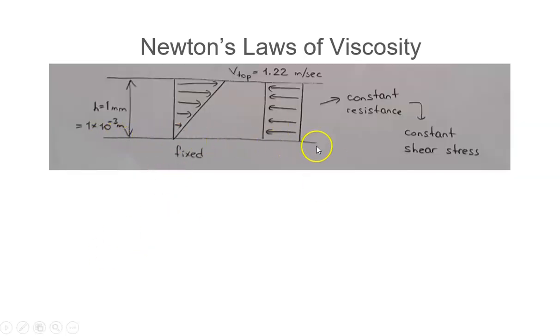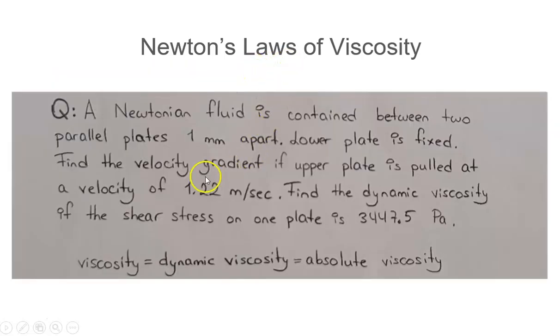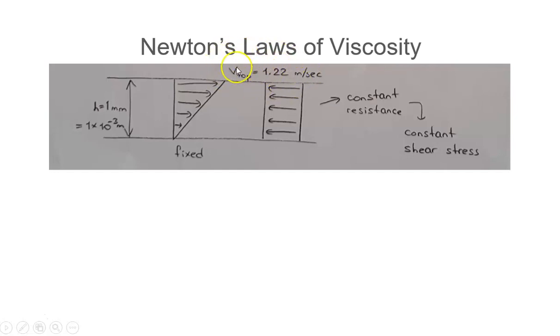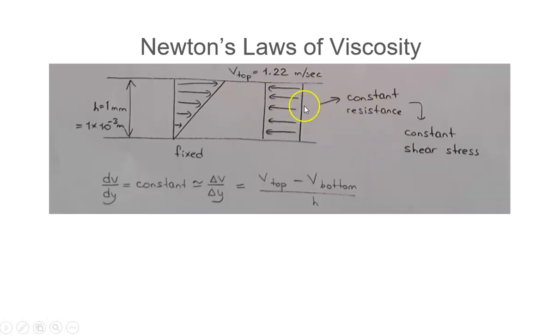We have a fixed plate right at the bottom, and then we have a movable or adjustable plate at the top. And we've been given from the question that the velocity of the upper plate is 1.22 meters per second. We were told that the vertical gap or vertical clearance between the two plates is 1 millimeter, and that can be converted to meters as 1 times 10 raised to the minus 3 meters. And then you can see we have the constant resistance or constant shear stress applied from this side.